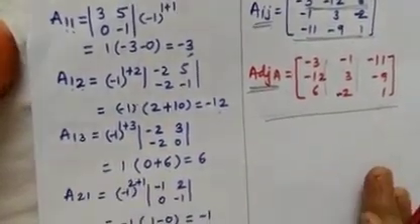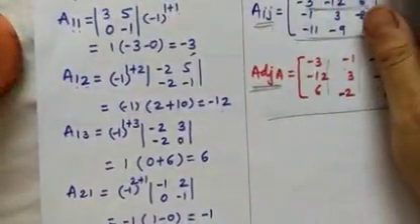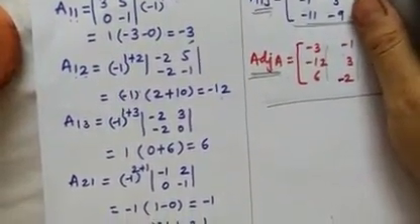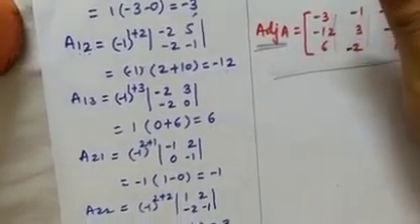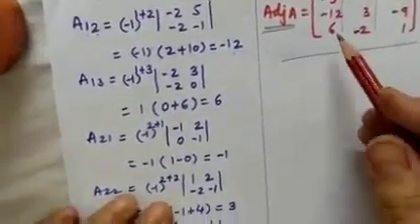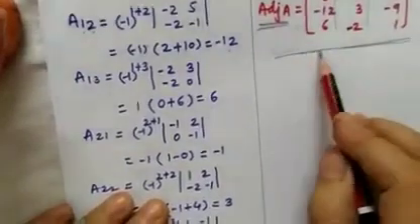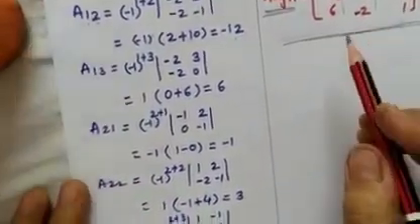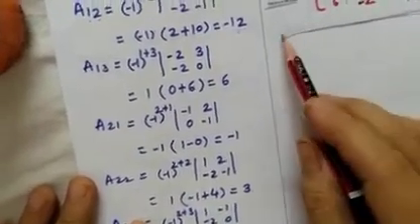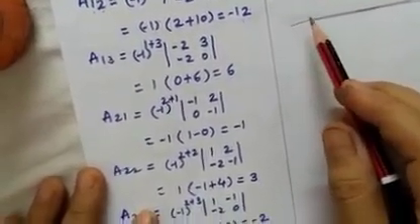So practice more examples of finding out adjoint so that you can find out the inverse of a given matrix very easily. Practice this for finding out the adjoint of a given matrix. Then next we will see how to find out the inverse of a given matrix by the adjoint method. We'll see next.